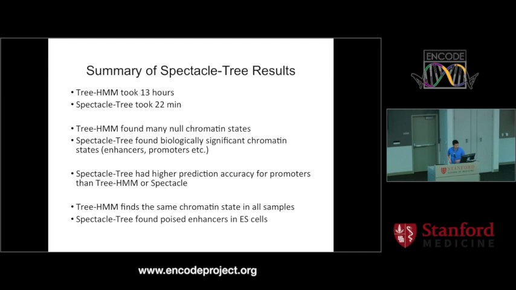They take the same form as for the single cell type case. We're faster. We find much more biologically significant states as opposed to the background null chromatin states. We have higher prediction accuracy in terms of precision recall accuracy on known biological states.